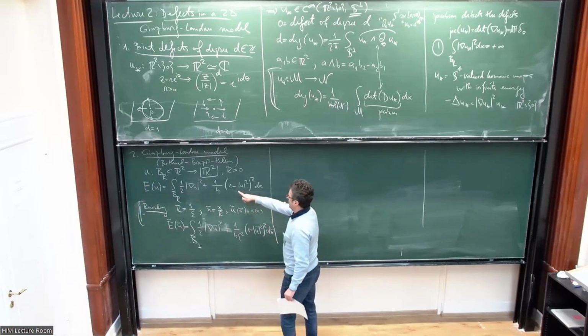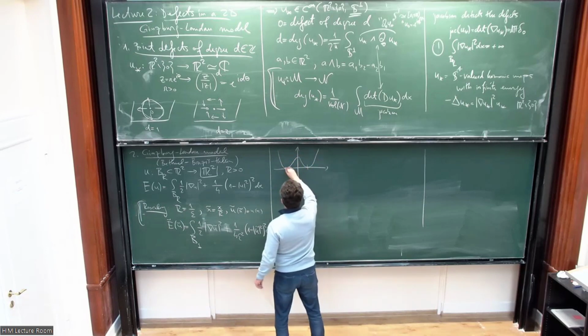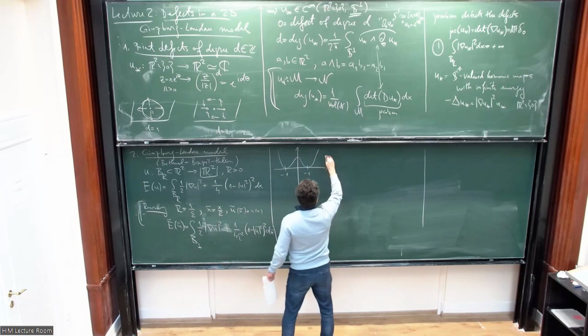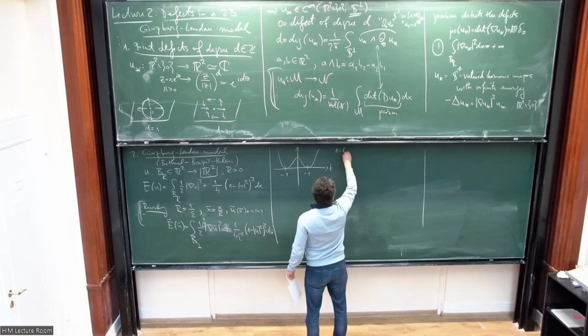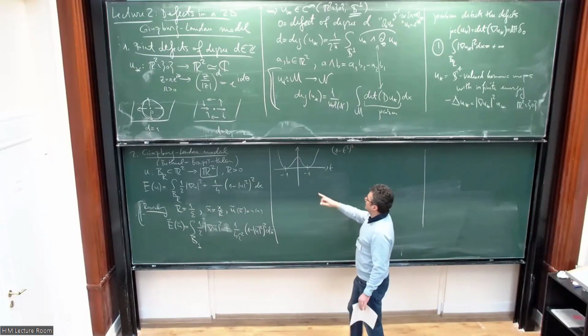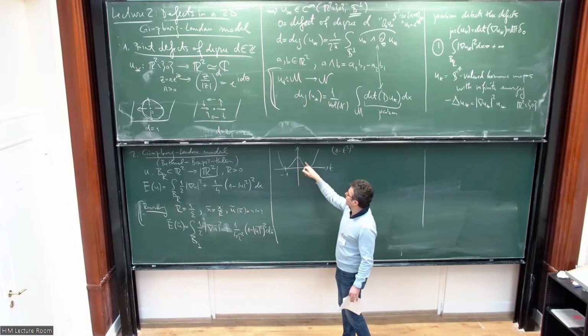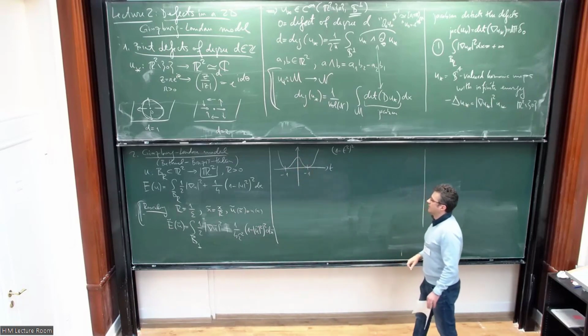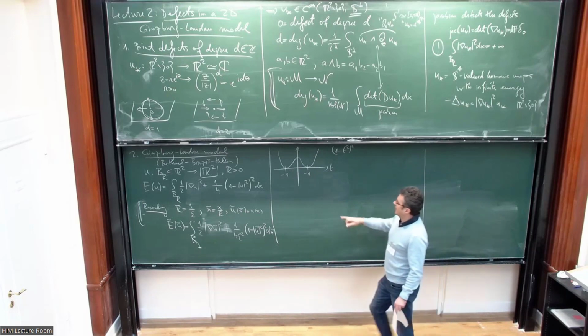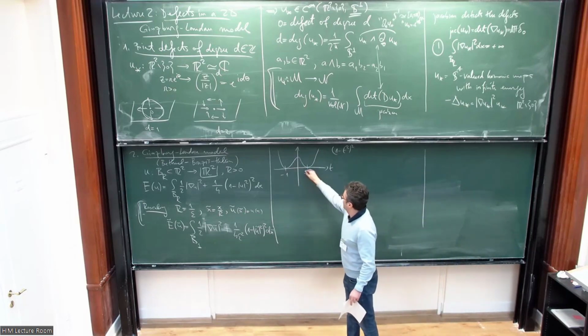Okay, so if you look at this potential, this is the double well potential, right? You see here you have 2 minima and 1 local maximum. So you have three critical points, and of course the maximum will be unstable. These are 2 stable ones plus 1.